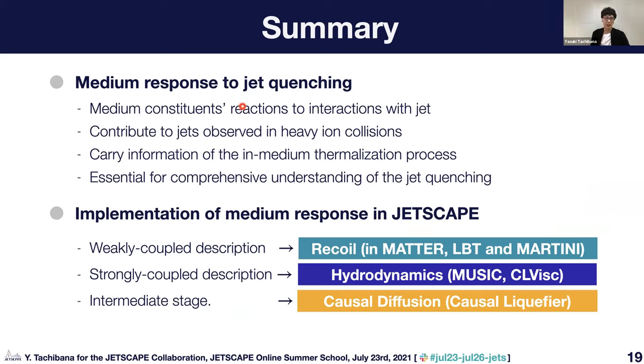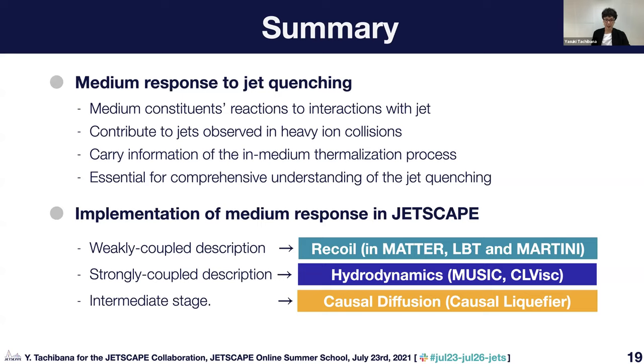So here we are taking into account medium response to jet quenching to have a full picture of jet quenching in heavy ion collision. Medium response is the medium constituent reaction to the interaction with the jet, and they can contribute to the jet observables in heavy ion collision. So we need to have a model to describe this effect, and they can carry information of the medium equilibration process, and then it's essential for a comprehensive understanding of jet quenching.